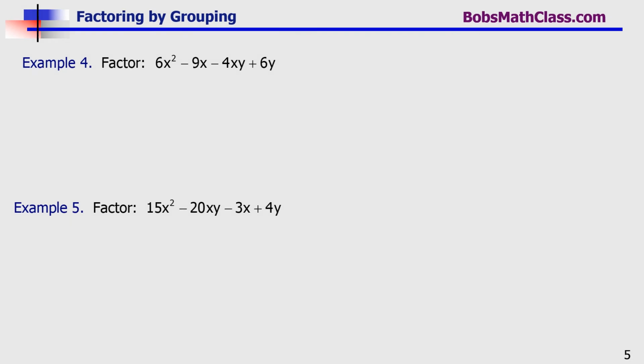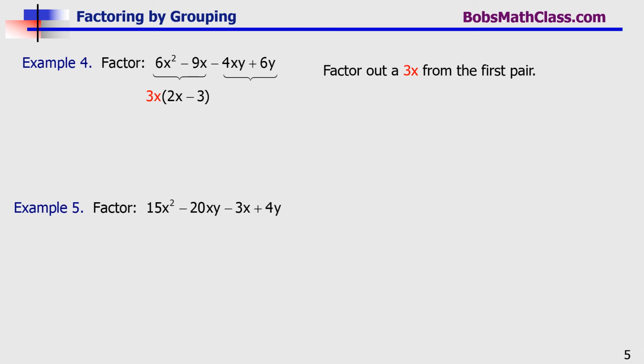Okay, here's a couple more examples. What's our GCF for the first 2 terms? And then find the GCF for the second 2 terms. So first 2 terms and second 2 terms. GCF for the first 2 terms, that'll be 3x. So factor out a 3x from the first pair. So divide each of them by 3x. 3x goes into 6x squared 2x. And then 3x into negative 9x will be negative 3.